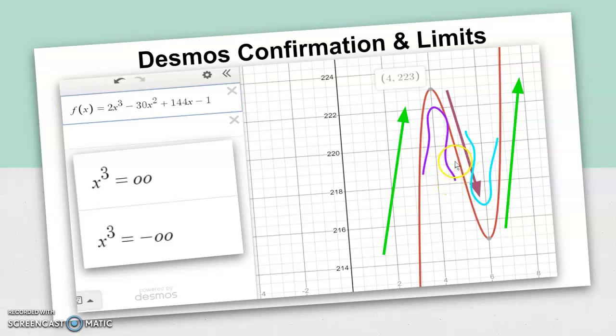Next, we'll look at the limit as x approaches infinity. Now, the cubic polynomial means that a will always be positive and limits follow the highest degree. So x to the power of 3 will equal infinity, and also as x approaches -infinity, x to the power of 3 will equal -infinity.